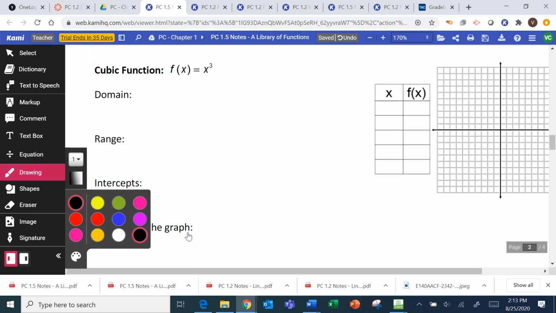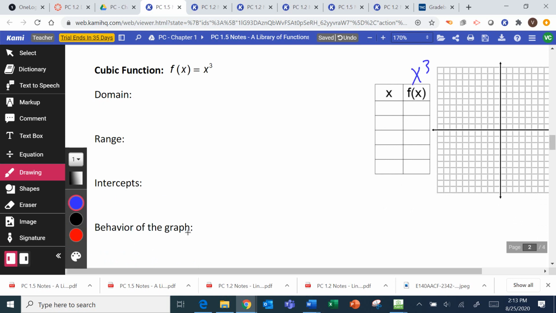Cubic function. Let's see who remembers cubic. So into the table, I'm going to put numbers that I can cube and fit on the graph. So really, it's only -2, -1, 0, 1, 2. When I cube those, I get -8, -1, 0, 1, 8. So that's what the cubic parent function looks like.